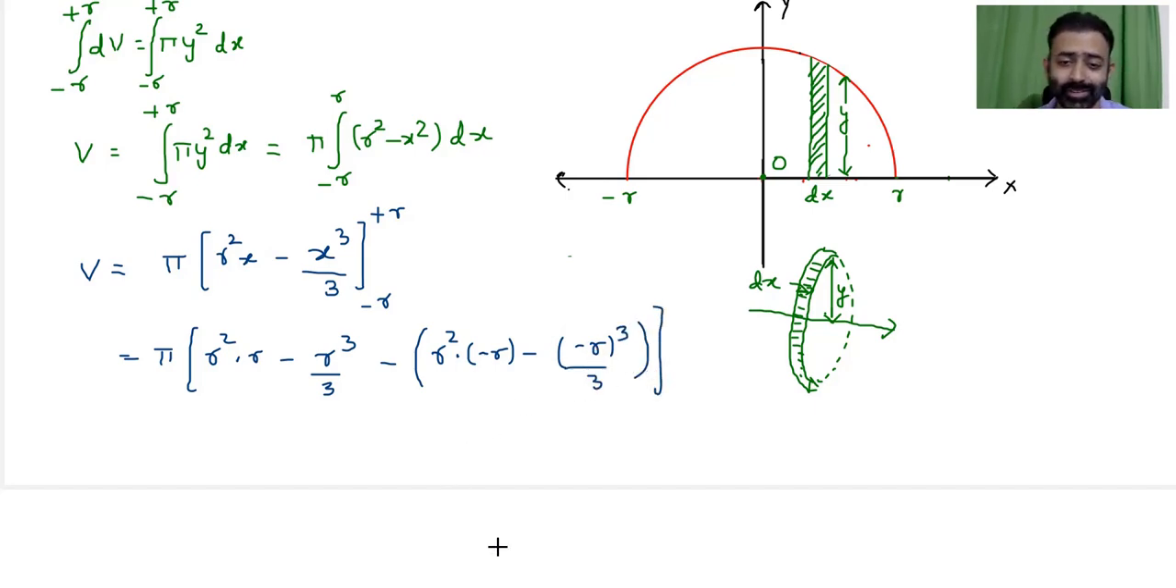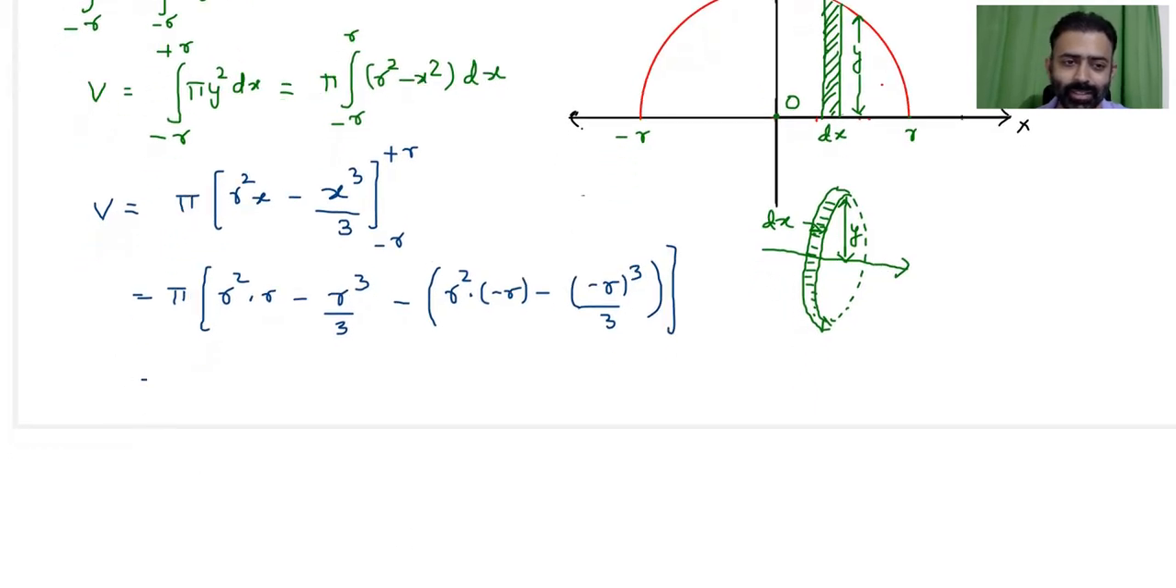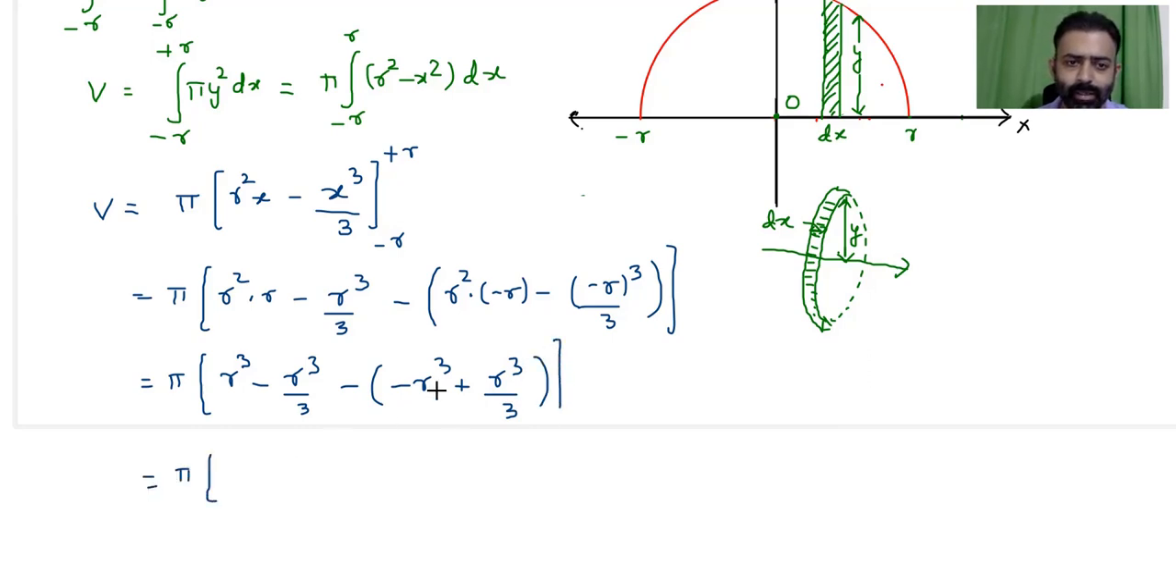Okay, there are a lot of minus signs, so just be careful. This is equal to pi, inside the bracket we have r cube minus r cube by 3. This will be minus r cube minus minus plus r cube by 3. So this is pi. If you open this bracket, you will get minus minus plus r cube, so you will get 2r cube minus twice of r cube by 3.